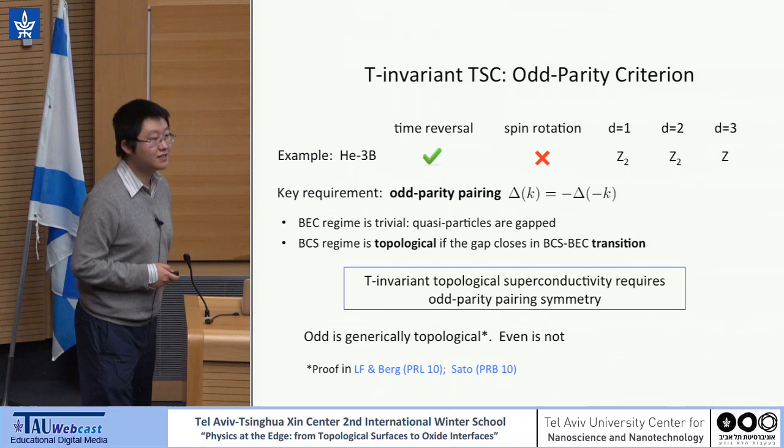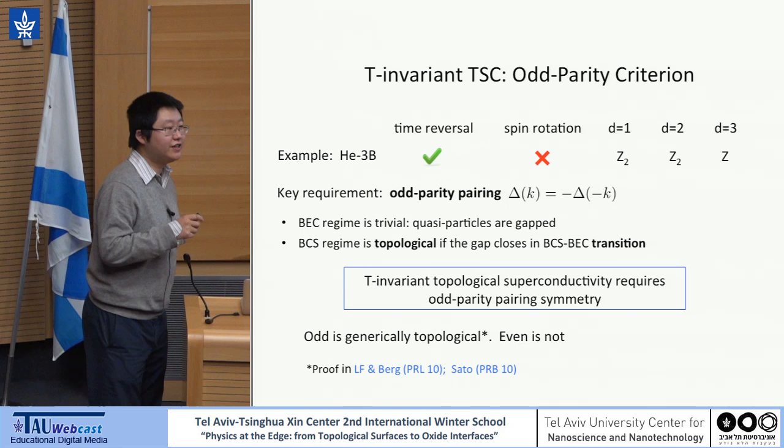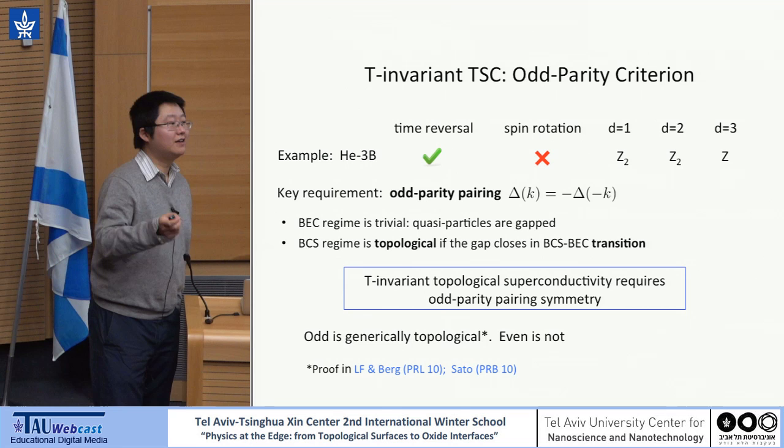Yes? If there is no inversion symmetry in the system, then... Oh, that's a good question. This criterion is for inversion symmetric systems. For inversion non-symmetric systems, there's a simple extension. In that case, the order parameter is a mixture of even parity and odd parity pairing. If the odd parity pairing dominates, then it's topological. Otherwise, it's non-topological. Good question.